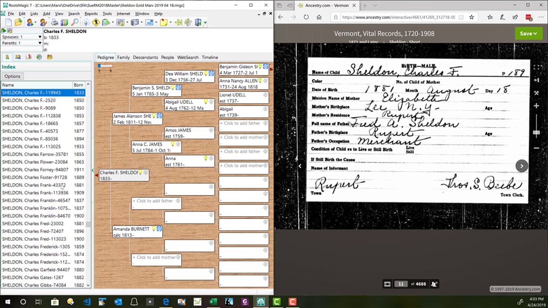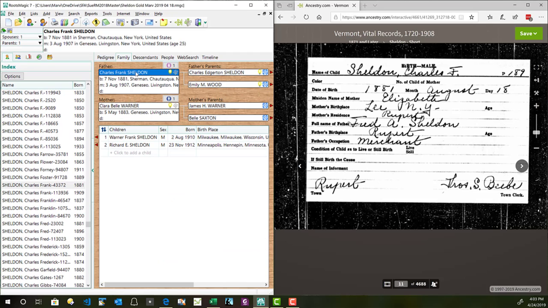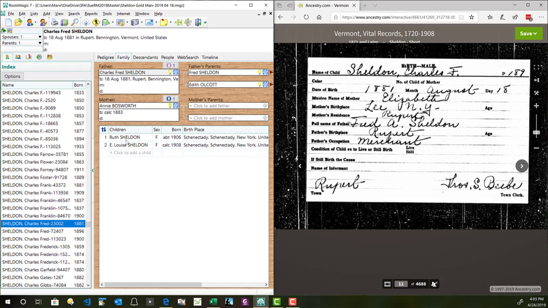So we scan, oh, here's a Charles Frank in 1881. There we go, get that guy, and I'll look at a family view. And Charles had a dad named Fred. No, this one is a Charles, another 1881. Here's one here, Charles Fred, whose dad was Fred. Oh, this is it. I think this is it.